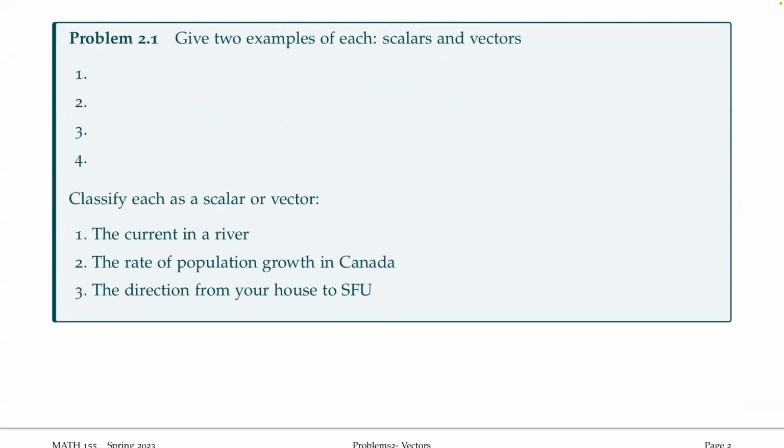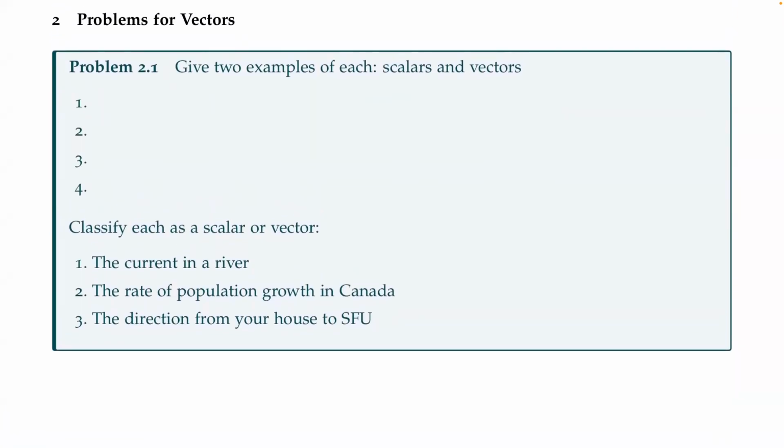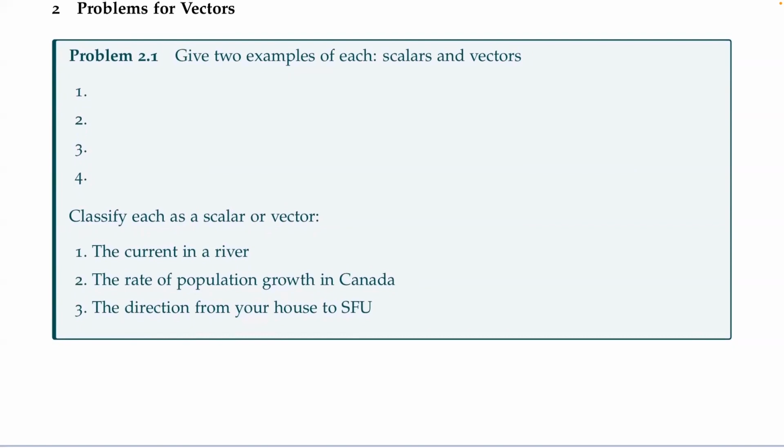How about these three at the bottom? So the current in the river, is this a scalar or a vector? Vector, right? So current has direction and magnitude. You care if you're going upstream or downstream. The rate of population growth in Canada. Scalar. So it's a rate, but this one's a little bit tricky actually, because you could have negative population growth. So it could, in theory, be a vector, but we'll classify it as a scalar here.